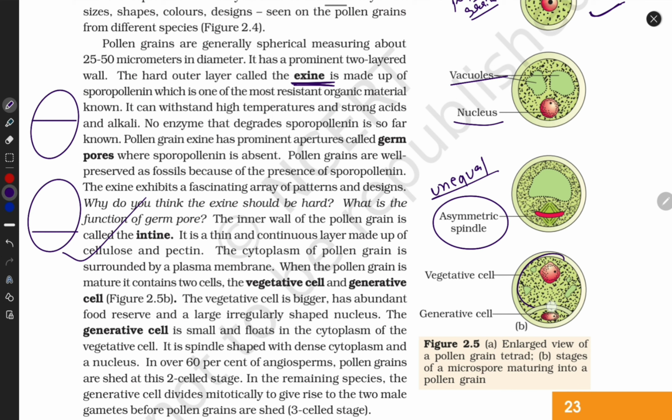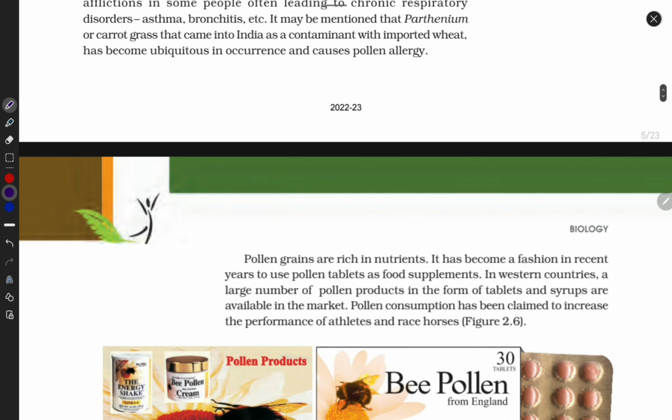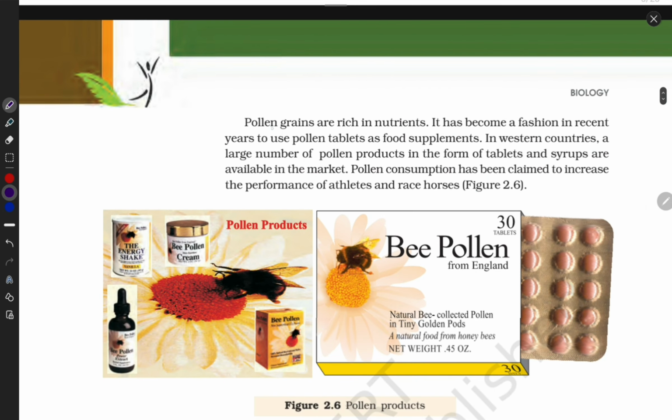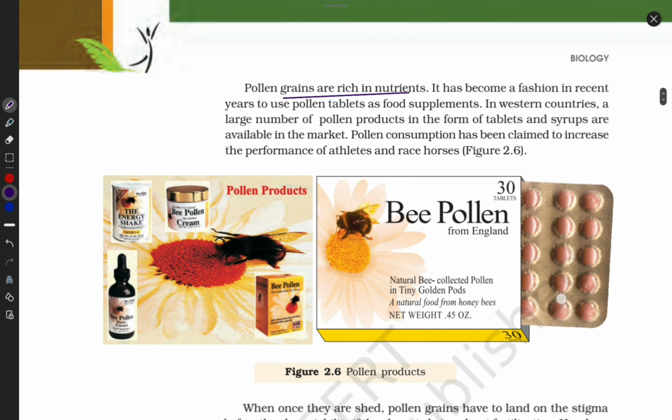Now the large size cell, we call it the vegetative cell, and what does it contain? Nucleus also. This is the generative cell. What does it contain? Nucleus also. Yes or no? Okay, look at here. Pollen grains are rich in nutrients. Of course, they are rich in nutrients, but not all the time are they beneficial. Some have allergy from pollen grains, like I have allergy.